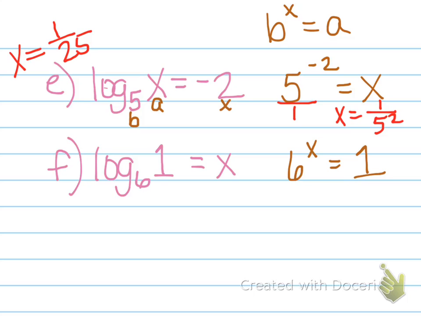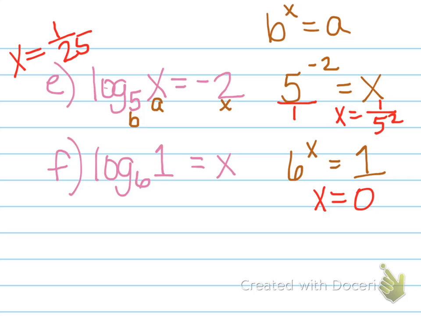And for F, 6 to what power equals 1? We know in our exponential rules that anything to the 0 power is 1, so x must equal 0. And that's 1 and 2 from our screencast. Pretty straightforward.